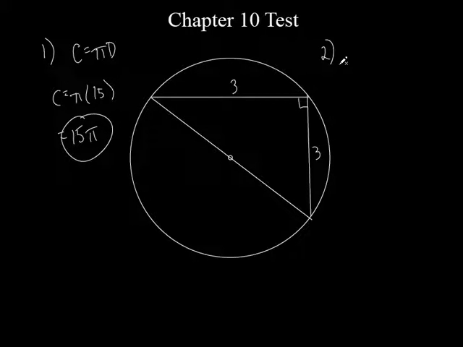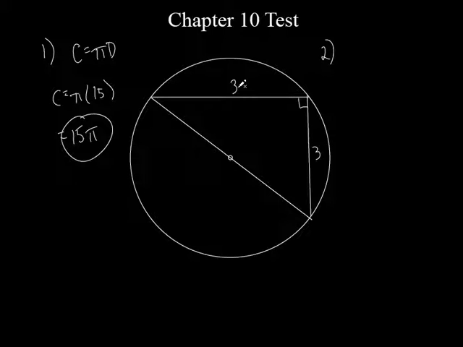And a lot of you guys made this more difficult than it needed to be. This is 3 and 3, and this is a 90 degree. What kind of a triangle do I have? As far as my angles, 45, 45, 90. What do we know about a 45, 45, 90? That the hypotenuse is what? Square root of 2 times one of the legs.